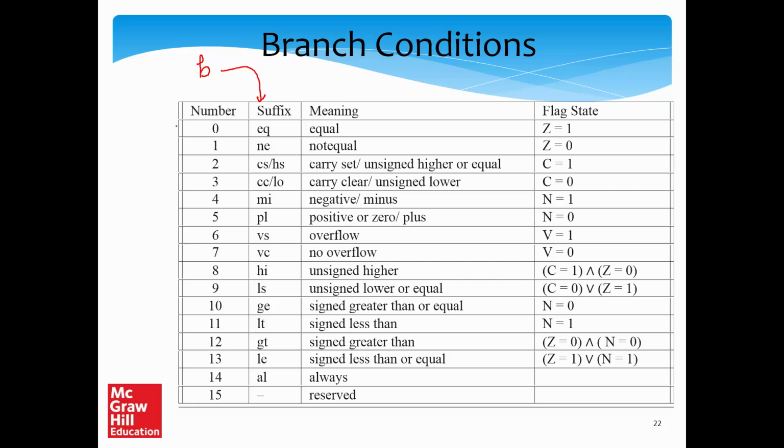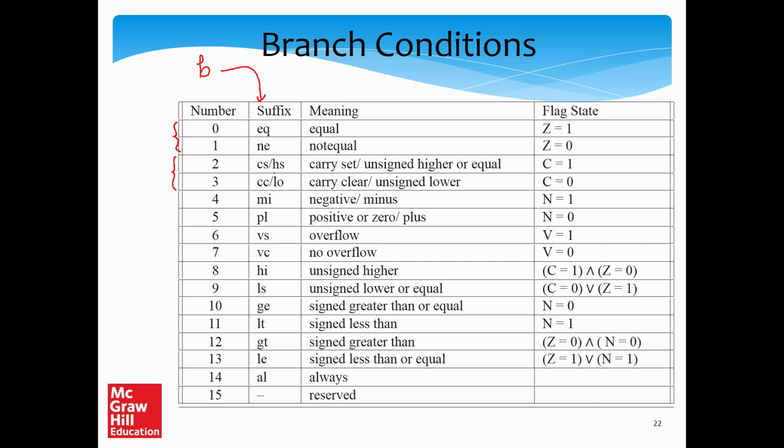Let's take a look at the first two, which we have already seen, BEQ and BNE. The first, equality, is when the Z flag has been set to 1 by the last instruction that sets the flags, which we call the flag setting instruction. Similarly, not equal is just the opposite of this. Now let's take a look at one more pair of conditions which are very interesting.